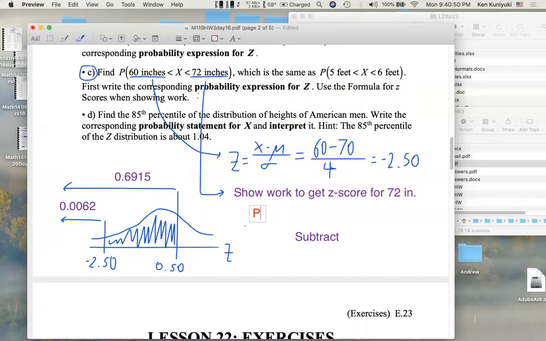So it would be the probability that Z is between, okay, instead of 60 inches, instead of x equals 60 inches, we want Z equals negative 2.50. Okay, instead of 72 inches, I guess we get positive 0.50 as the corresponding Z score for that. So here's the corresponding probability expression for Z. And the answer for this will be the same as the answer for that.